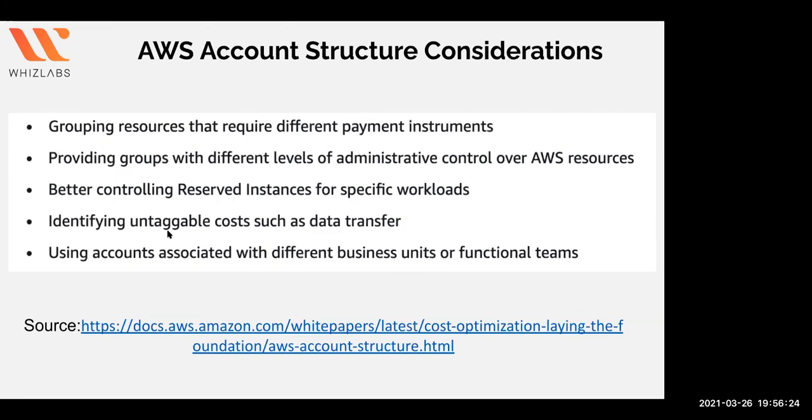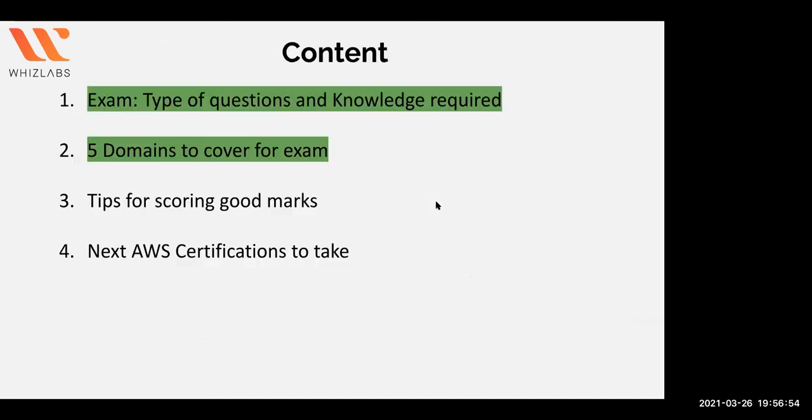Then you can identify untagged costs such as data transfer. Data transfer is something that is not in our control because we don't know how much data will be transferred unless we use the resources. And last is using accounts associated with different business units or functional teams. So this is a feature of AWS Organizations where you can put your accounts into different business units or different functional teams. Okay. Now I have covered all the 4 domains.